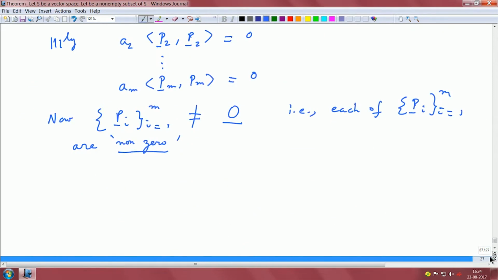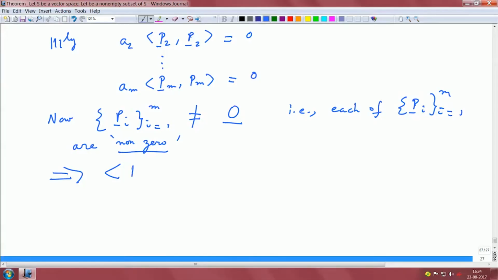then we have these equations A2 so on till Am, all of these have to be 0, but we said that these Pi's are essentially non-zero, that means their inner product is not 0, right, which implies inner product of Pi with Pi is not equal to 0. This means the only way it is possible is all of these have to be 0.